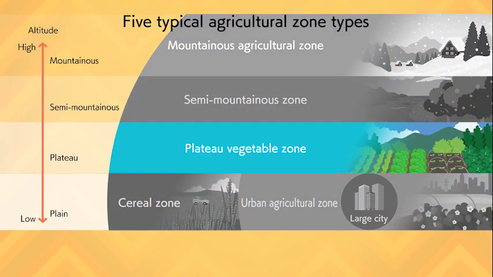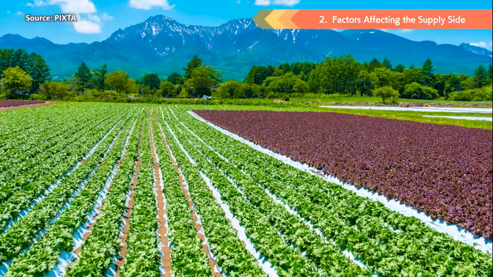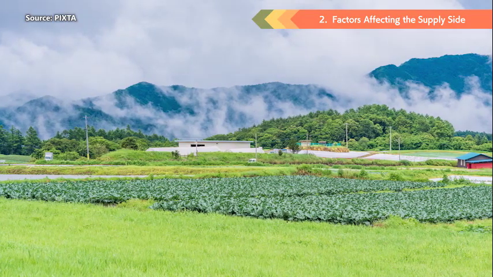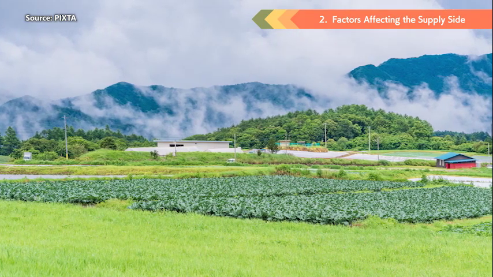The third zone is the plateau vegetable zone. In general, compared with the lowlands, this zone often faces constraints in terms of land size and water access. However, it is also able to produce crops by leveraging its unique cool climate. Provided this zone has transport infrastructure such as roads, it has latent potential for becoming a major vegetable producer, like Nagano Prefecture in Japan.